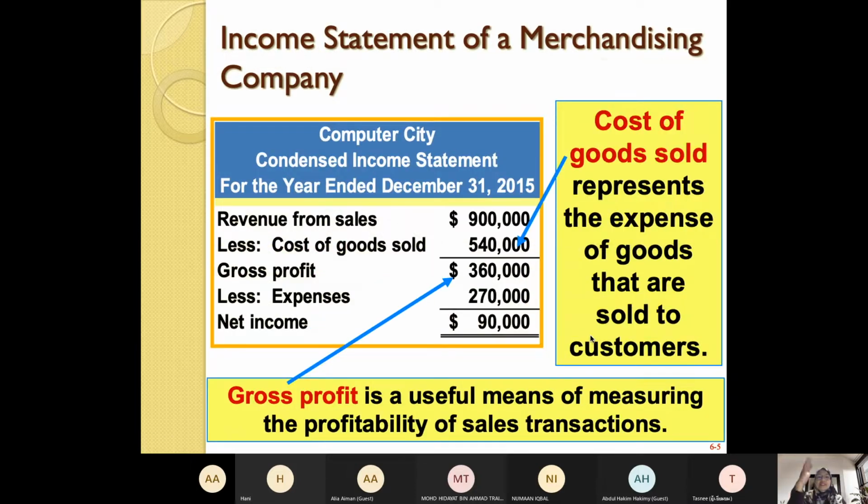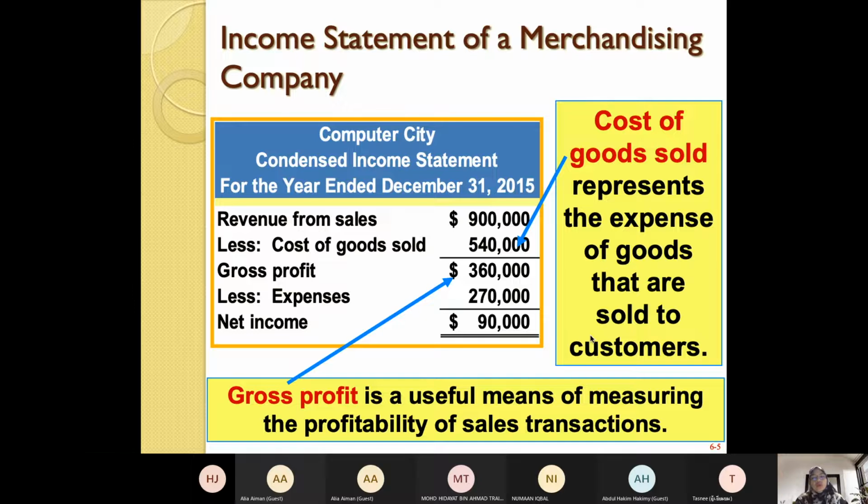So the difference is that in the previous class, when we talked about services, we only had your sales minus your expenditure because there's no inventory. But when talking about merchandising, you have a revenue from your sales. This is from your income statement, the statement of profit and loss. So you have revenue from sales minus your cost of goods sold, COGS. From there, you get a gross profit, then minus your operating expenses, and then only do you have your net income.